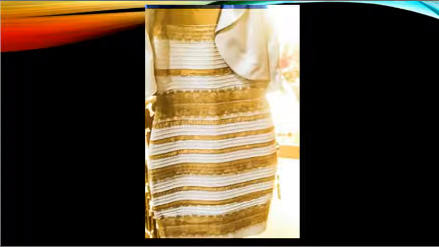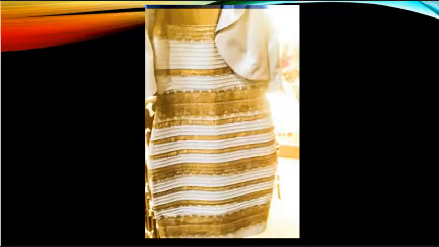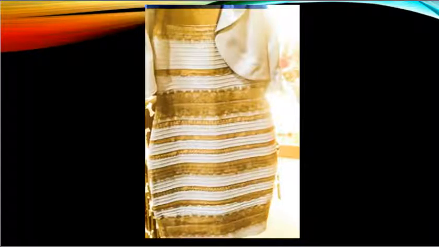Does anybody see something vastly different from white with gold? I see white with gold. What about now? I see blue with black. Purple and black. Blue and dark blue. So there are some people that look at that and they see this. What? And there are some people that look at that and see this.